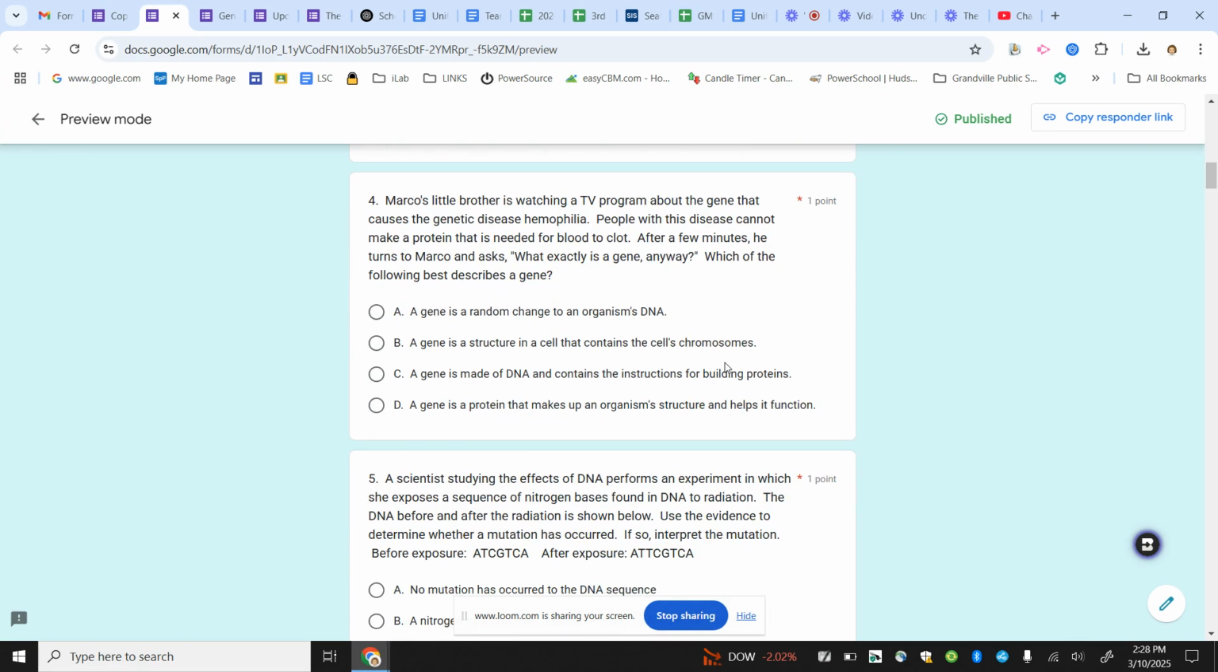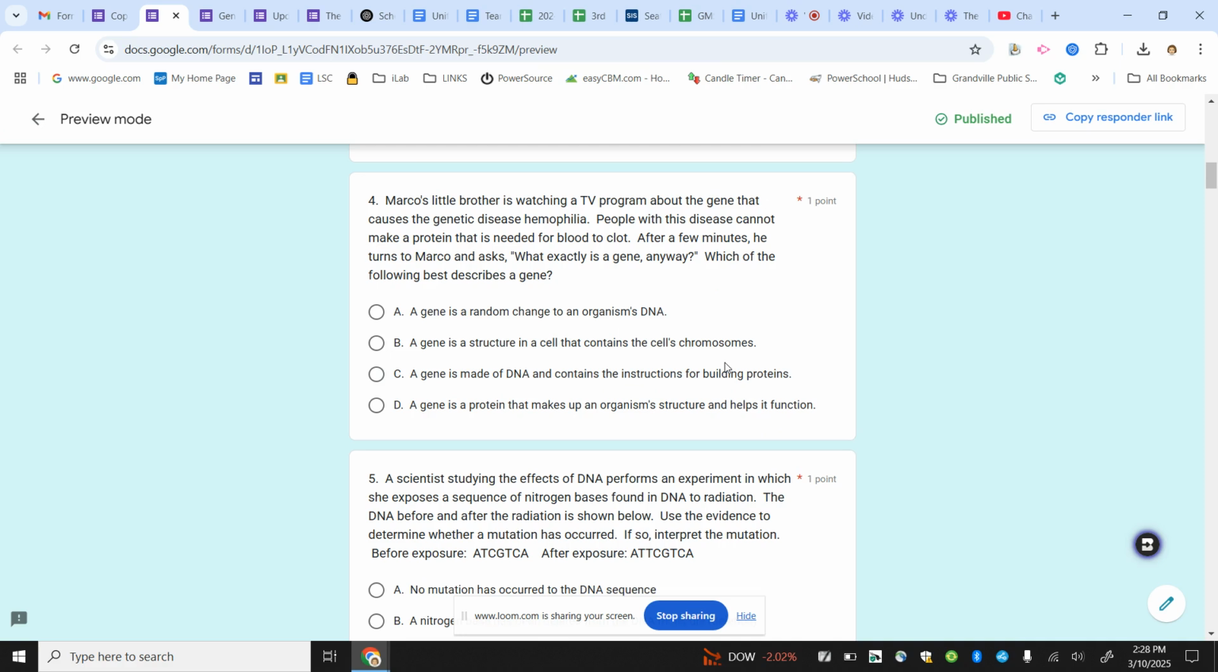Number 4, Marco's little brother is watching a TV program about the gene that causes the genetic disease hemophilia. People with this disease cannot make a protein that is needed for blood to clot. After a few minutes, he turns to Marco and asks, "What exactly is a gene anyway?" Which of the following best describes a gene?